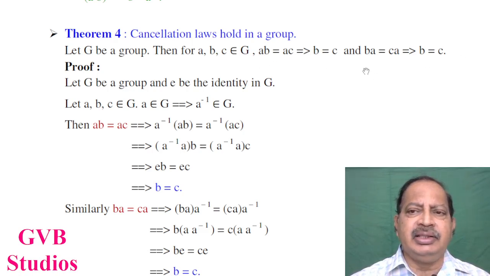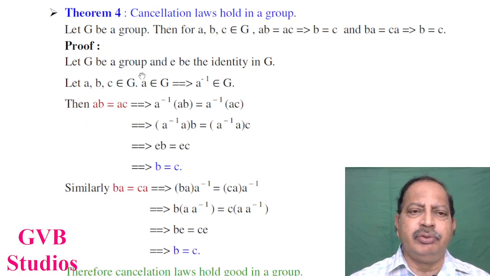And again here it is ba and it is ca. See that a is on the right side part. And this implies b is equal to c. That means we can cancel a on the right side. But don't use the cross symbol and like that. Just write this as b is equal to c. Don't put a cross mark or any other mark to remove this a.